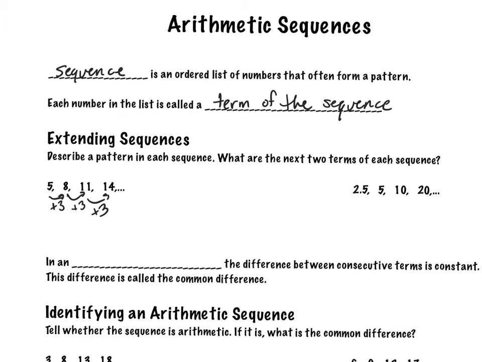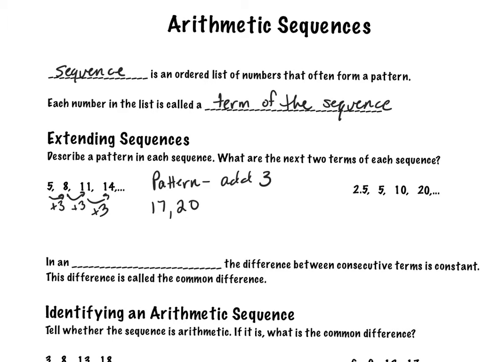Yes. So we have a pattern of adding 3. So the next two terms are going to be 14 plus 3, so 17, and 17 plus 3 gives me 20. That's how we're going to look at this. I would usually start by asking, could I add or subtract something to get there? Does that hold true? And if not, look at multiplying and dividing.